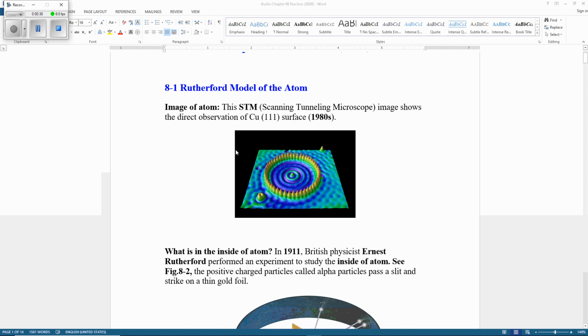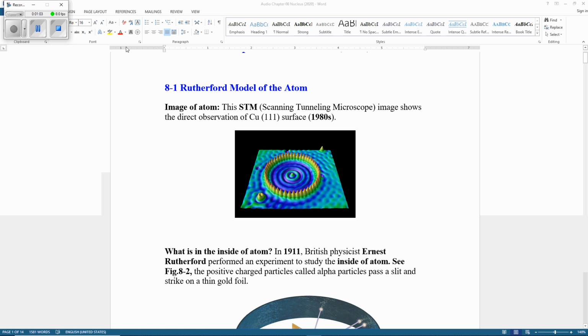Okay, so here's a picture of an atom. You can see 1, 2, 3, 4, each individual atom on the surface of a piece of metal. So how can we see atoms? We have equipment called STM, or scanning tunneling microscope. So since the 1980s, we can see atoms directly.